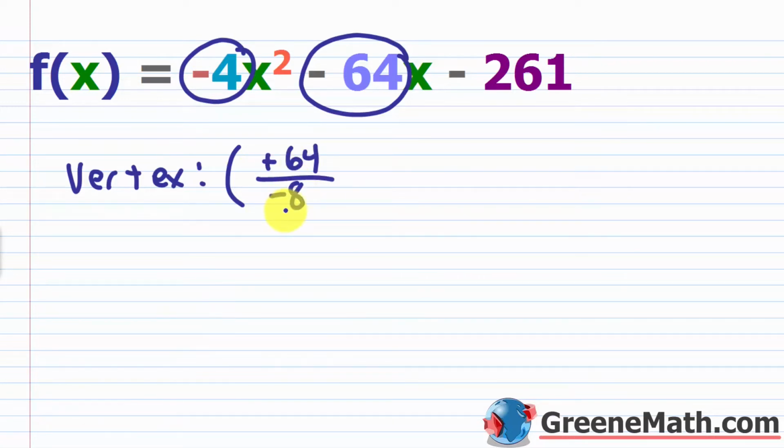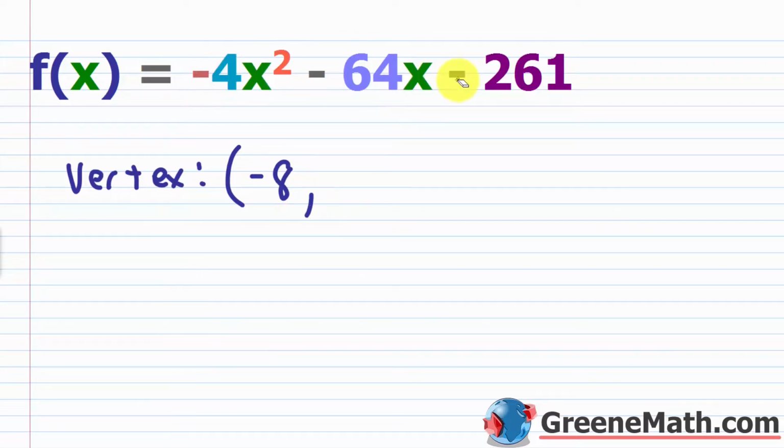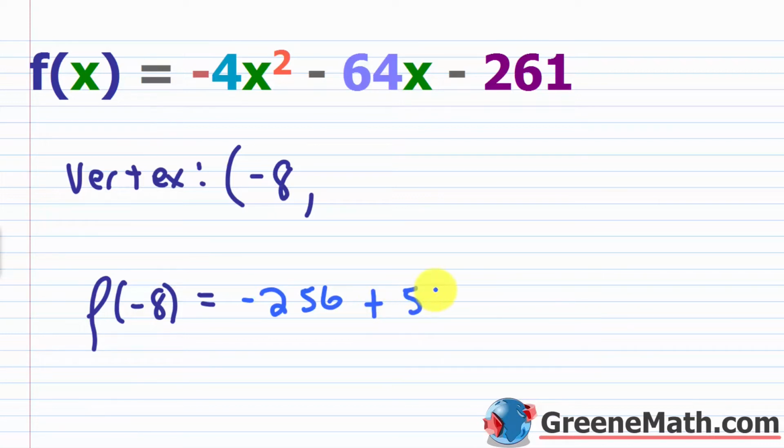So 64 over negative 8 is negative 8. So the x coordinate is negative 8. And then again, to get the y coordinate, I want to do f of negative 8. So what is that? Well, negative 8 squared is 64. 64 times negative 4 is negative 256. And then you would have negative 64 times negative 8, which is positive 512.